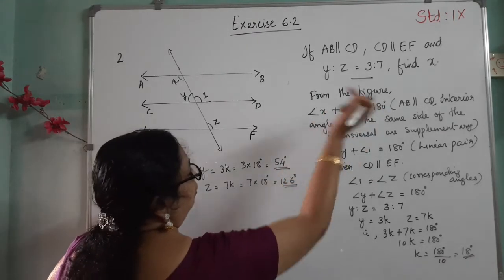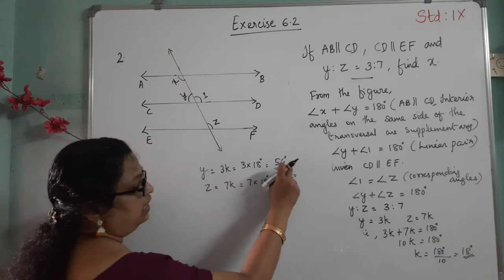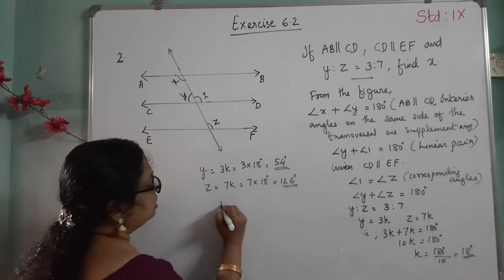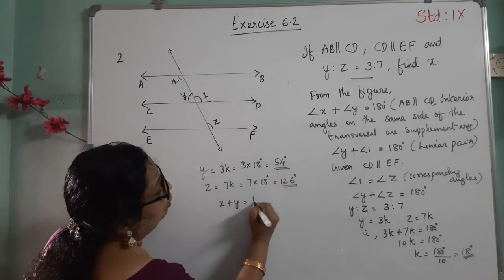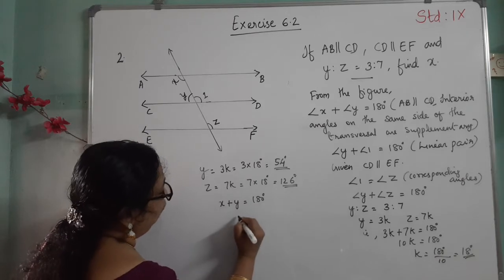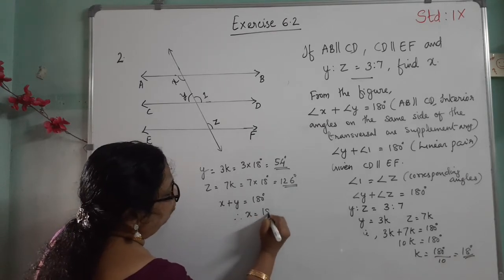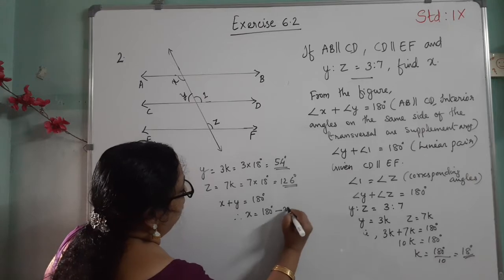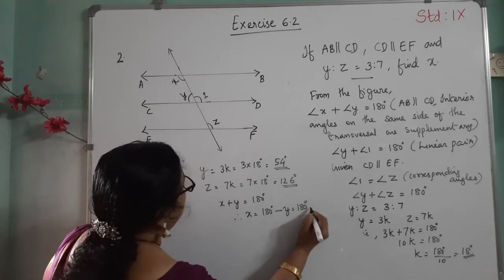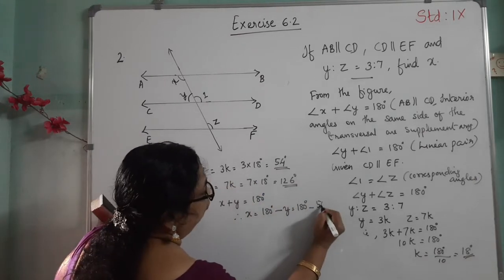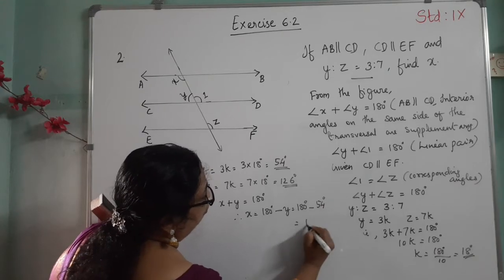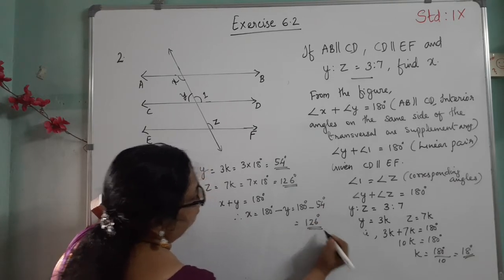x plus y equal to 180 degree. Then y we get 54 degree. So x plus y equal to 180 degree. Therefore x equal to 180 minus y, that equal to 180 degree minus y, which is 54 degree, which is equal to 126 degree.